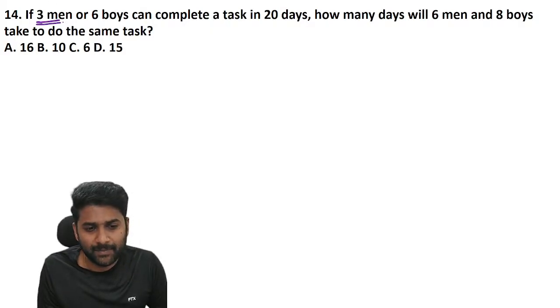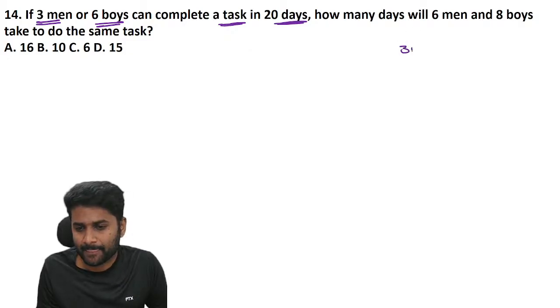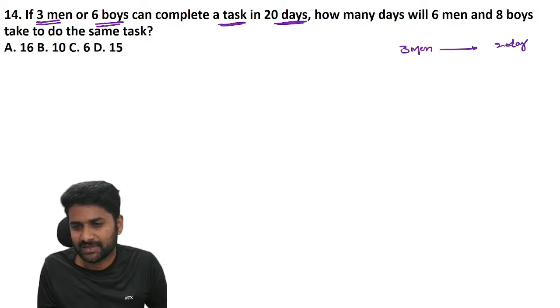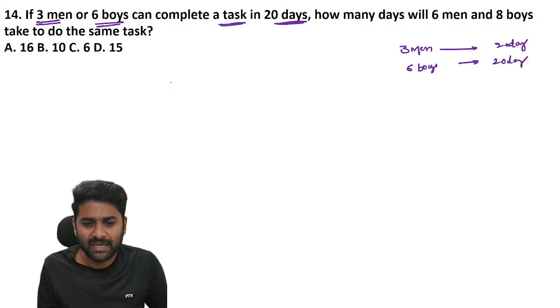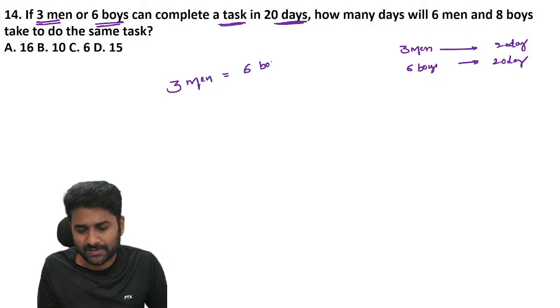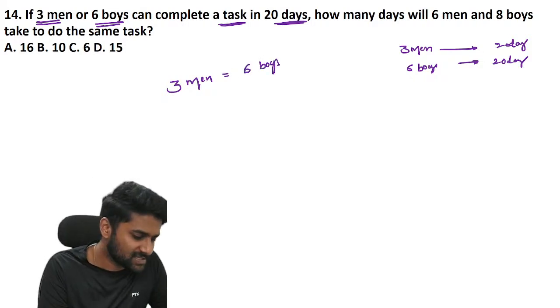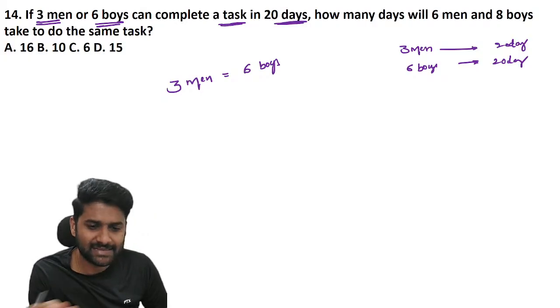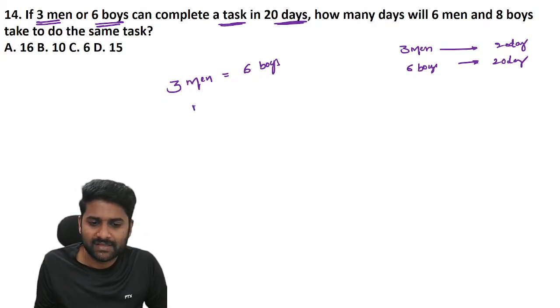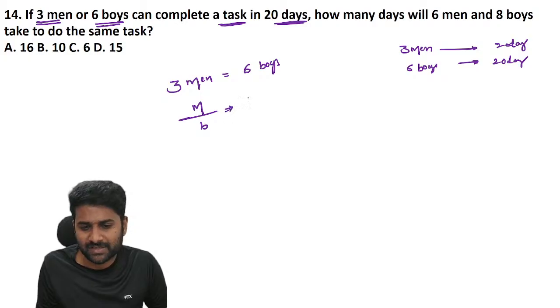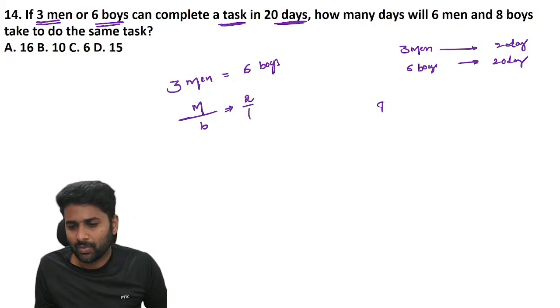See, if 3 men or 6 boys can complete the task in 20 days, it means if we assign 3 men, they complete the task in 20 days. If we assign 6 boys, they also complete the task in 20 days. It means the efficiency of 3 men is equal to 6 boys. So their efficiencies are the same. 3 men exactly equal to 6 boys, meaning men to boy efficiency is 2 by 1. Now what about the total work?